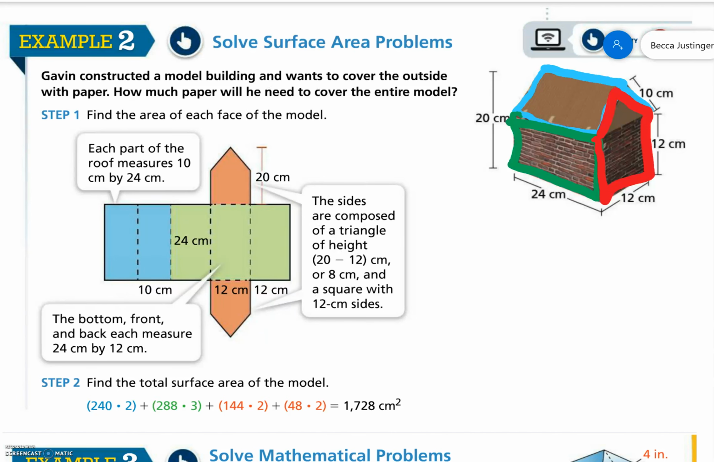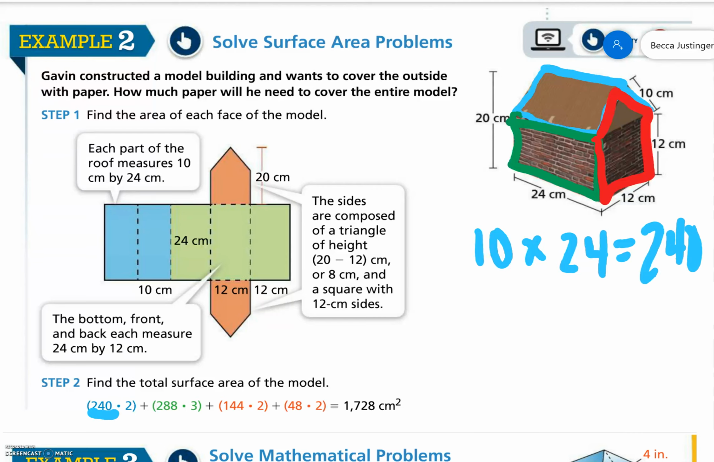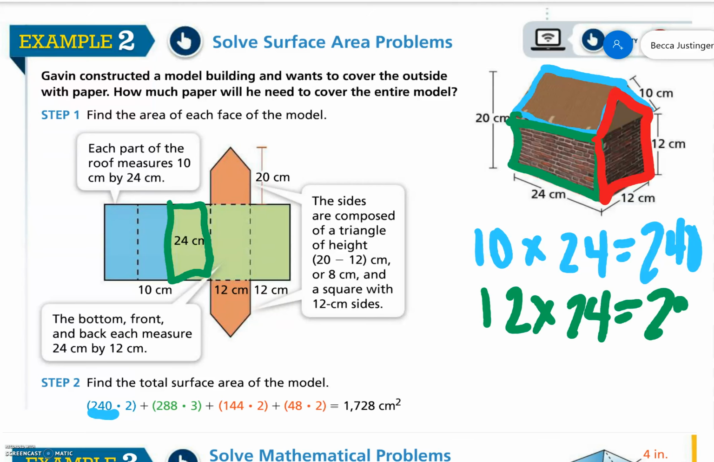So then we are going to find the total surface area. So let's do the blue. That's 10 by 24, and there's 2 of them. So 10 times 24 gives us 240. That's why they have 240 times 2. Then the green part is 12 times 24, which is 288. They multiplied by 3 because there's 3 of them.